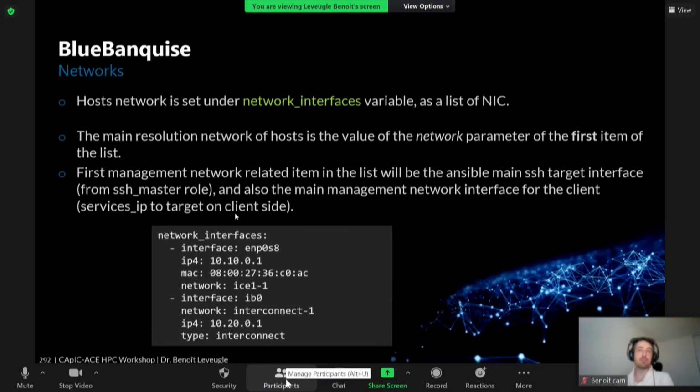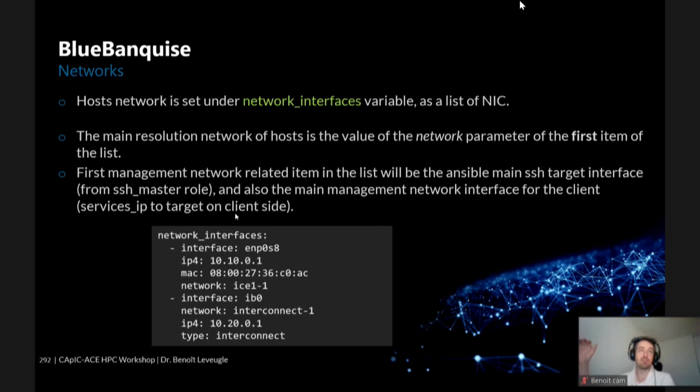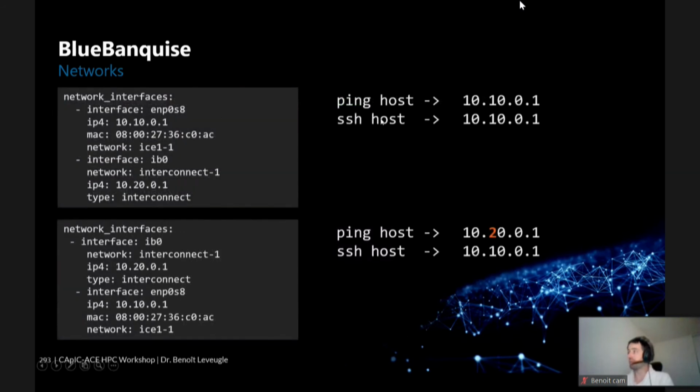So the idea is to say I want to use Ethernet to SSH on my node, but then ping over the InfiniBand. It's up to you. As I said, in the first example, if I ping the host, I will be on 10.10.0.1, and if I SSH here, I will also be on 10.10.0.1.